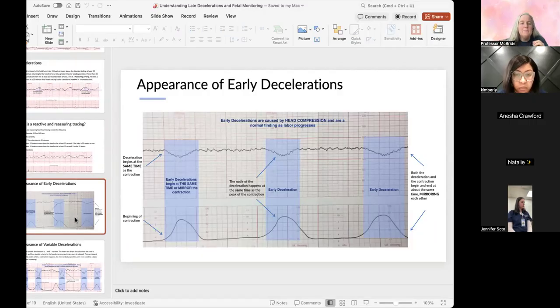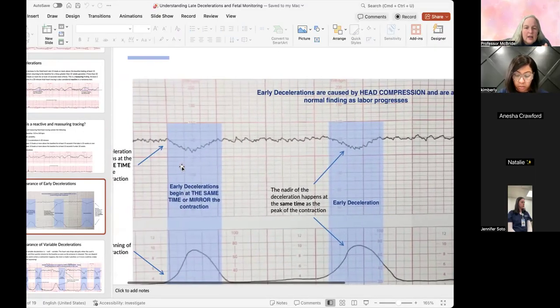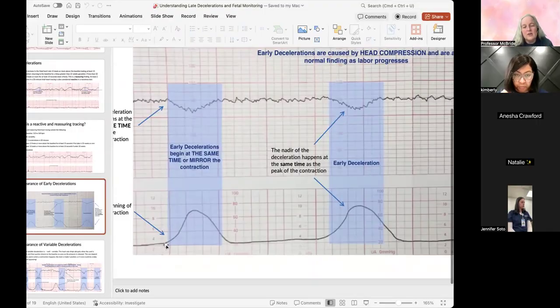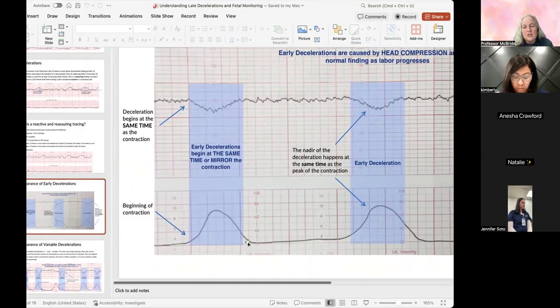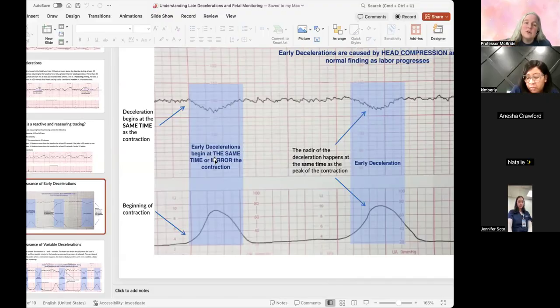Early decelerations mirror the contraction. So when the contraction happens, and you see the blue shaded area in this picture, you can see where the contraction starts down here, and you can see where the contraction ends. And then up here is the fetal heart tracing, and you can see when the contraction started, the fetal heart rate went down. And then when it comes back up to the baseline here, that's also right when the contraction's ending. So these are happening at the same time. They're mirroring each other. This happens when there's pressure on the baby's head during the contraction.